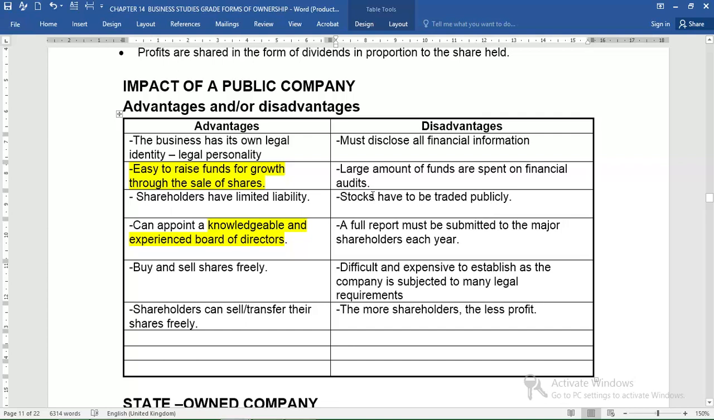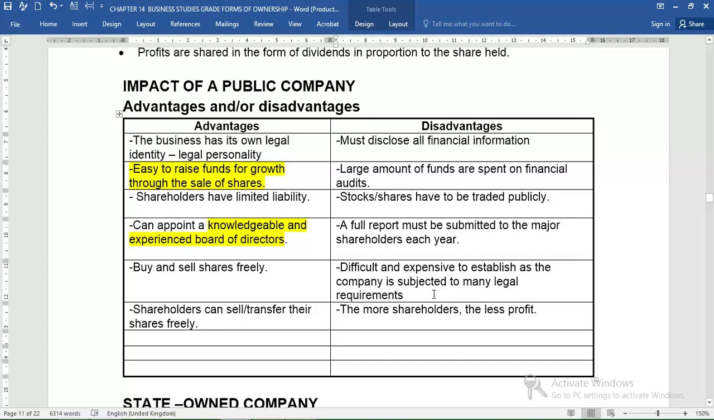Stocks or shares have to be traded publicly. Stocks mean shares of the company, and they have to be traded publicly. It means people see the price of the shares, how many shares they can buy, stuff like that, right? And a full report must be submitted to major shareholders each year. Yes, they have to be given reports of what is happening in the company, which is a lot of people, and it's very expensive and difficult to establish a public company.